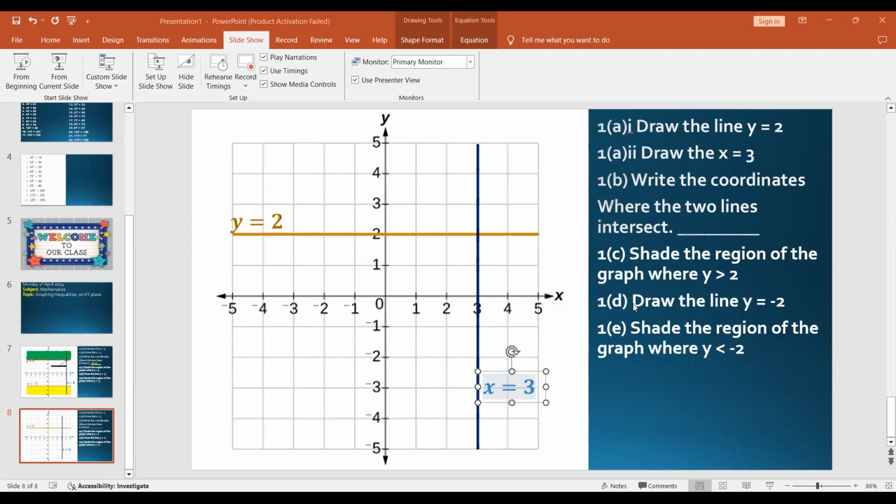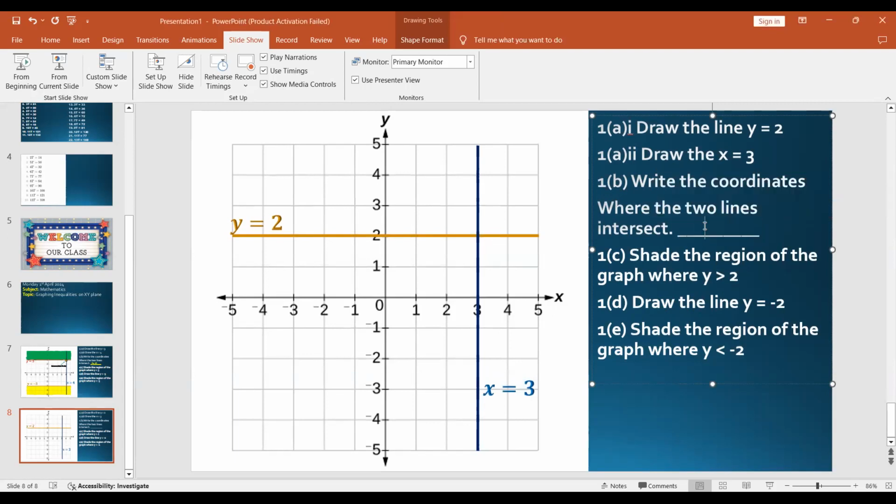So we get y is equal to 2 and x is equal to 3. Now we have to find the point of intersection. Natalia, what is the point of intersection for these two lines? 3, comma 2. Very good. So the point of intersection is 3, comma 2. Did anyone else get that before we gave the answer out? 3, comma 2 is correct.